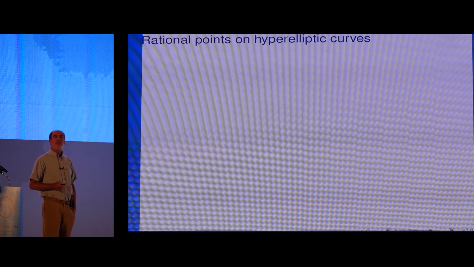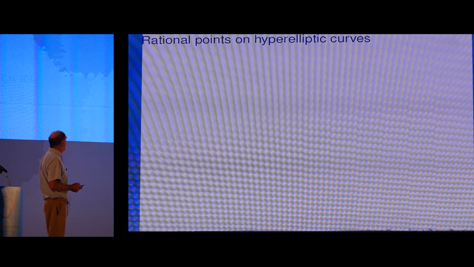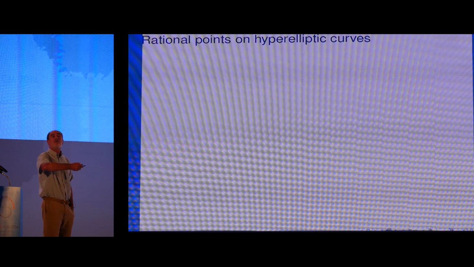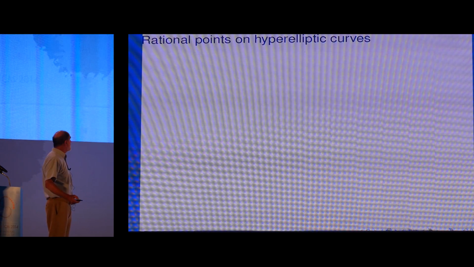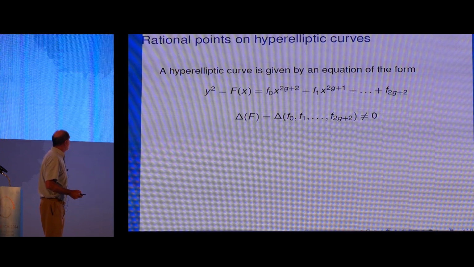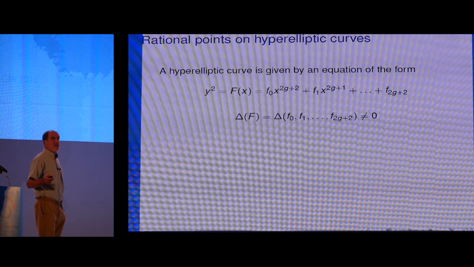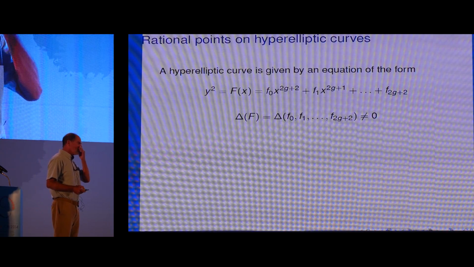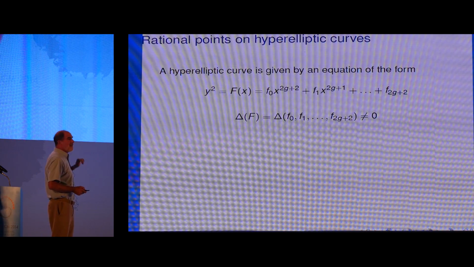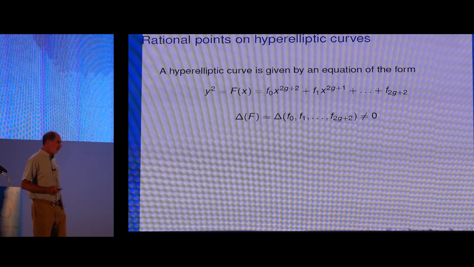And I'll finally finish with his work on rational points on hyperelliptic curves. So this is just to show you that the theory isn't limited to genus 1. A hyperelliptic curve is given by an equation y squared is a polynomial in x, where the polynomial has non-zero discriminant. And the degree of that polynomial I've made even, that defines what's called the genus of the curve.